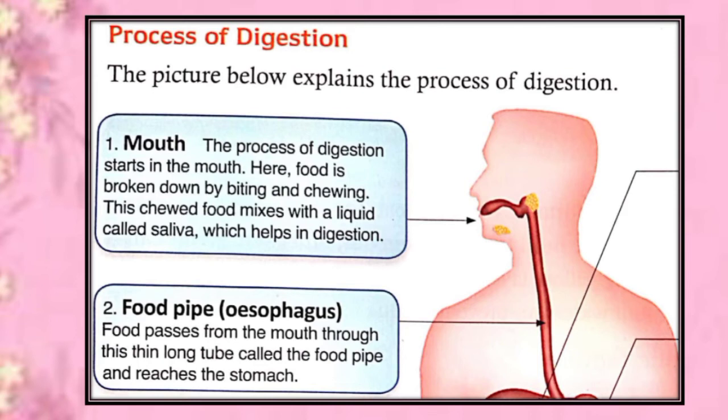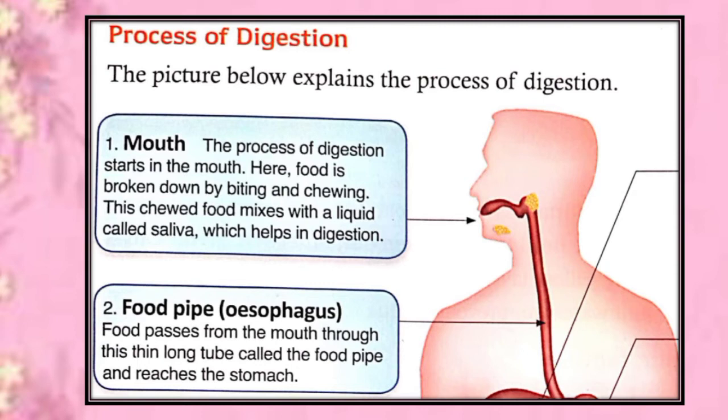So the process of digestion starts in the mouth. Here food is broken down by biting and chewing. This chewed food mixes with a liquid called saliva, which helps in digestion.